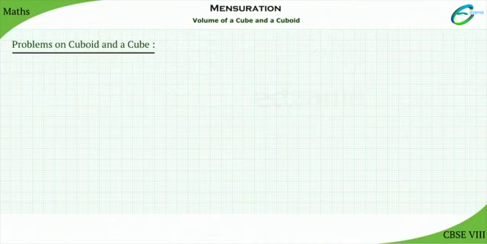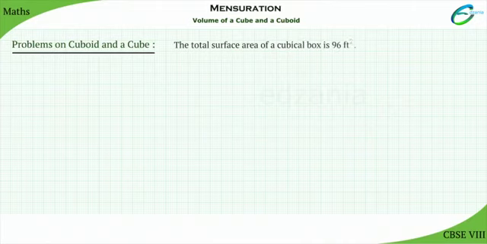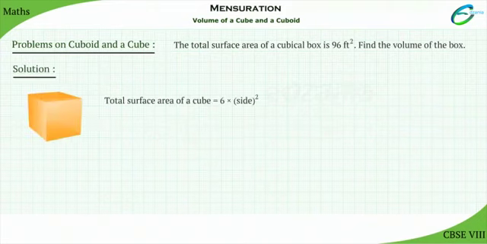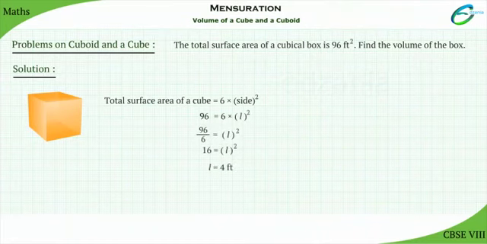The total surface area of a cuboid box is 96 feet square. Find the volume of the box. Recall that the total surface area of a cube is 6 times the square of its side. Since we know the total surface area of the cubical box, we can find the length of the side of the box. That is equal to 4 feet.